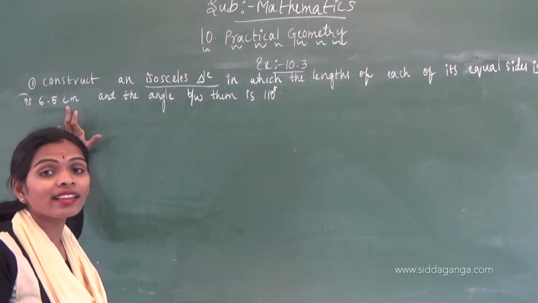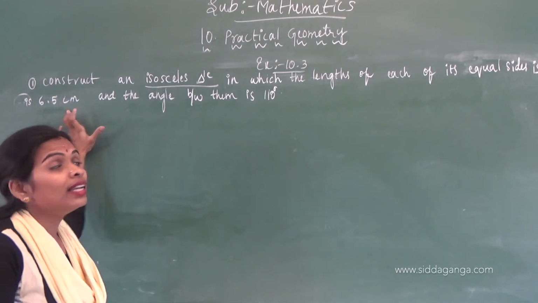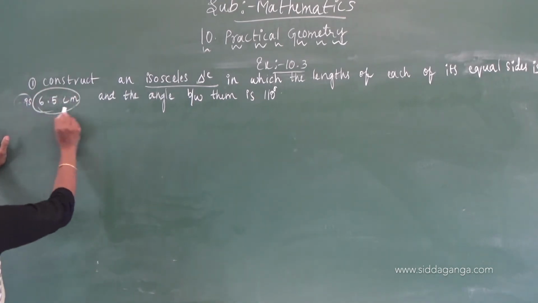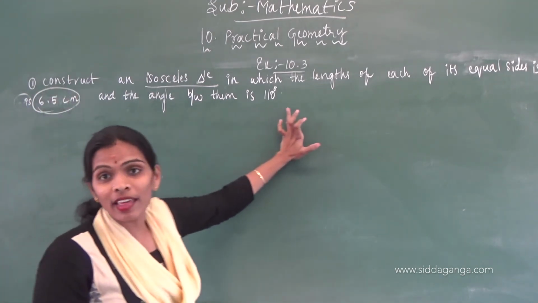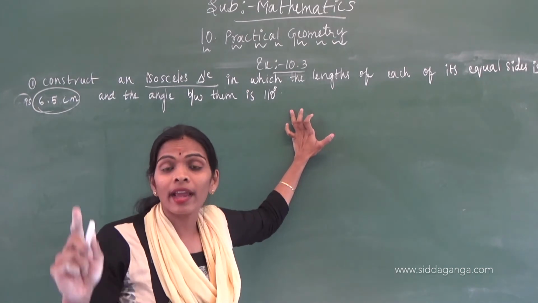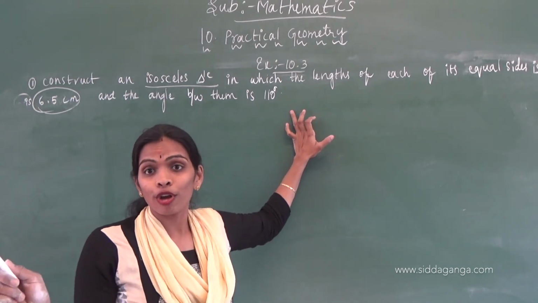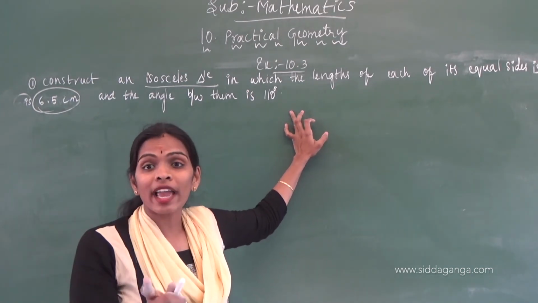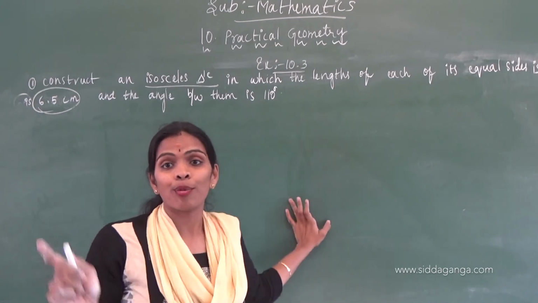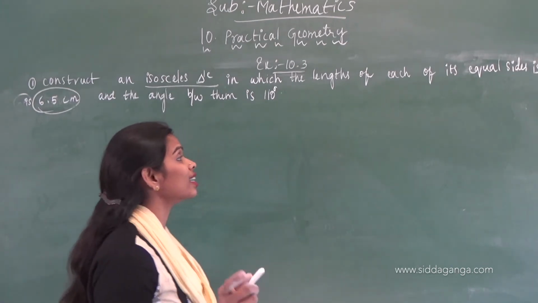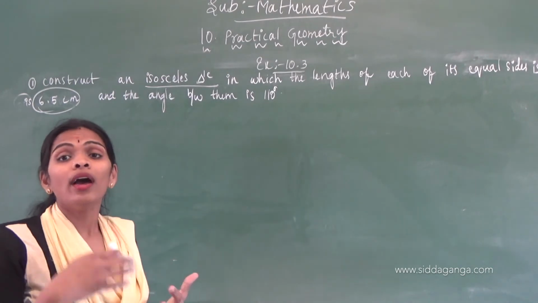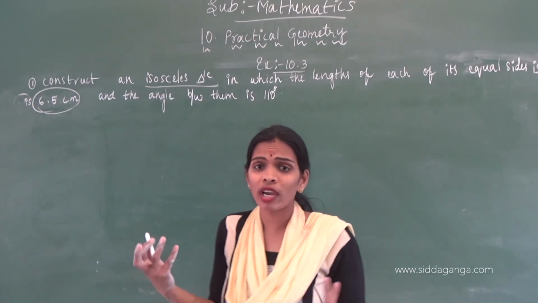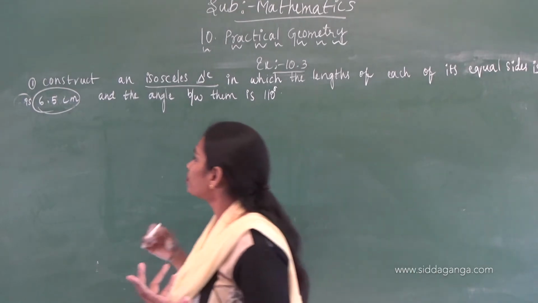Just they are telling the length of the equal sides is 6.5 centimeters and the angle between them is 110 degrees. That means we are going to construct an obtuse angled isosceles triangle. Obtuse angled isosceles triangle. Just you have to recall all the properties because otherwise we can't remember them.